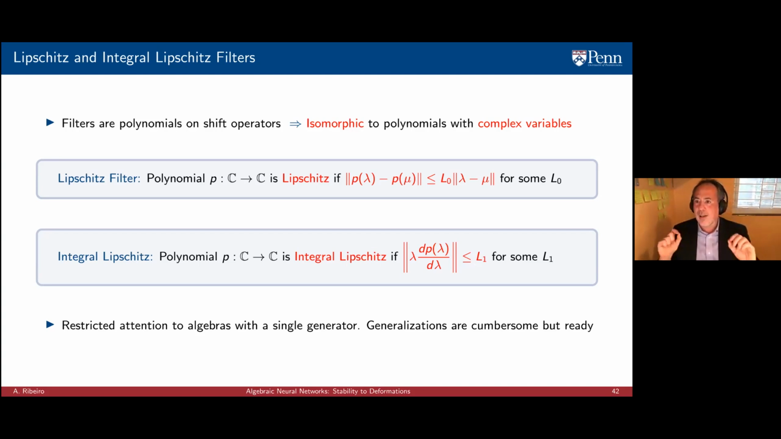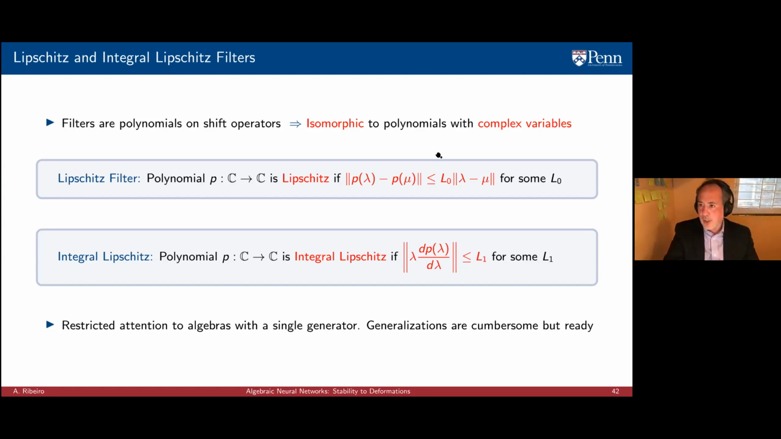There is one small detail in these definitions, which is that I am defining polynomials on the field on which the algebraic filter is defined. The reason for that is because my filters are polynomials on shift operators. They are therefore isomorphic to polynomials with complex variables if you feel these the reals, or they are isomorphic to polynomials on the algebraic closure of the field in which you operate.